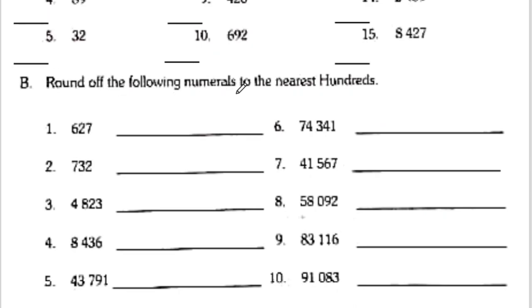Activity B, round off the following numerals to the nearest hundreds. Which one is in the hundreds place? The place value of this digit is ones. Next, tens. Next, hundreds. So our rounding place is 6. Let's look at the right side. The digit 2, is it greater than 5 or less than 5? Yes, that's correct. The digit 2 here is less than 5, so no need to add 1 to digit 6. You have to retain the same. Copy 6 and then change the succeeding digits to the right into 0. Just like that. Number 1 is already the bonus.